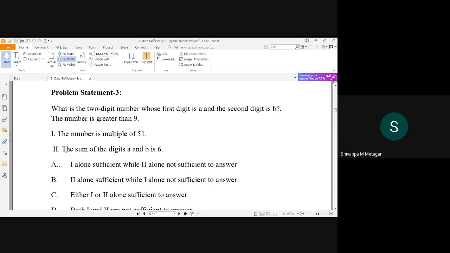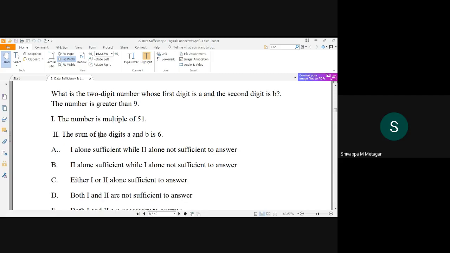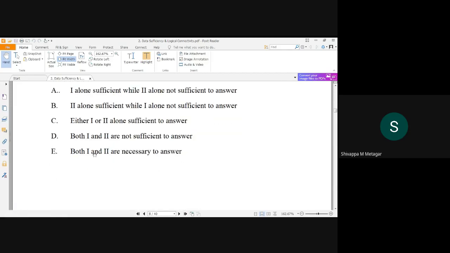Second, they have given that the sum of the 2 digits is 6. It means A plus B is equal to 6. Both the statements are independent. If you use part of the first statement in the second statement, then also it is not possible to answer the given question. So what you have to conclude based on the statements? Okay, now for this one, you can come to the answer. First you can see the solution for this one.